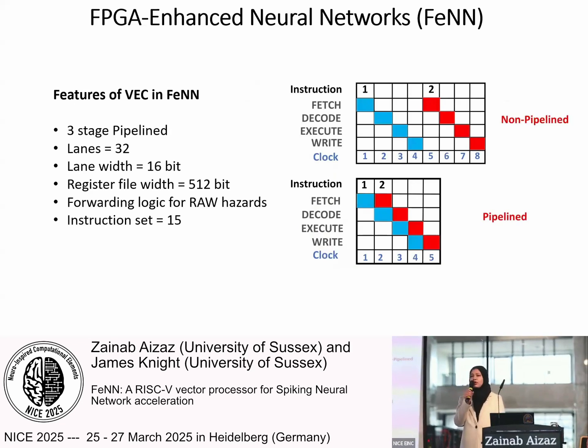It is a 3-stage pipeline. Originally, RISC-V is a 4-stage pipeline, but fetching we are doing in RISC-V. So our vector processor is a 3-stage pipeline.